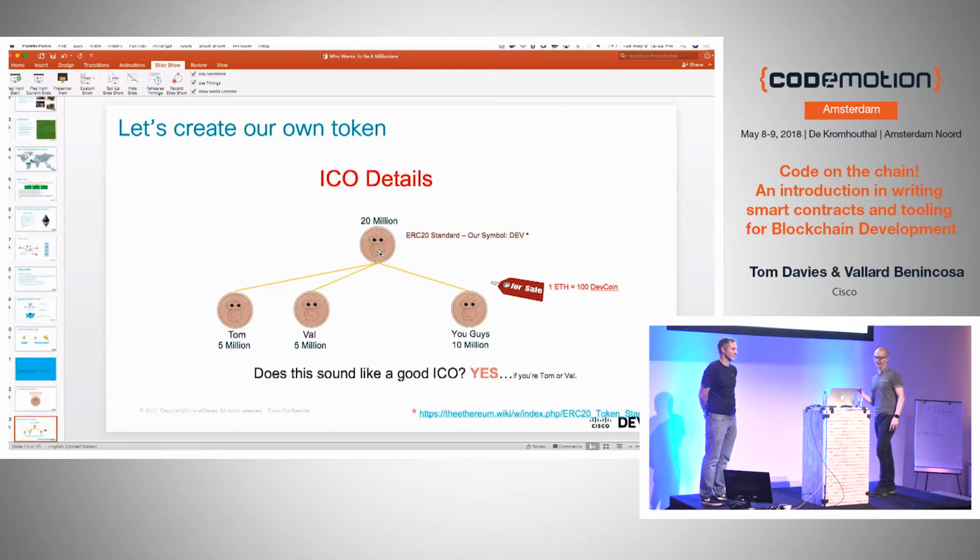Yeah. It's just the way we decided to do it. We figured we should give ourselves some money for it. Yeah, then we get loaded. Why not? And then you guys, there's 10 million out there for you to buy really quickly on the open market. I'm expecting you to crack your laptops open and buy them in seconds, obviously. Now, does this sound like a good ICO to you guys? Yes, if you're me and Val. I'll probably stop there. Don't worry.